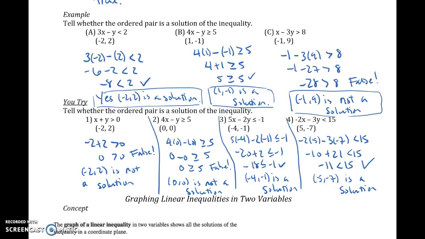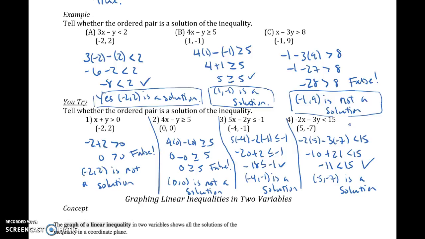All right, go ahead and check your work. So 1 and 2 should not have worked out, and 3 and 4 should have. Just be careful with these negatives. So if you look at 4, don't forget that's a -2 up front, and then a -3 times a -7 should be a +21. So we want to be really careful with those negatives.